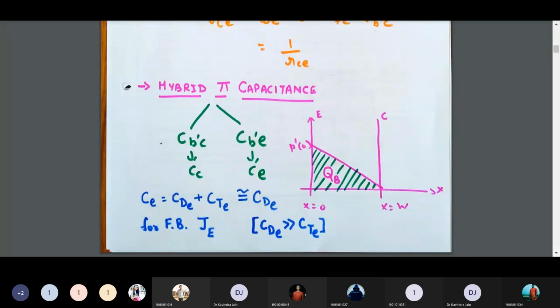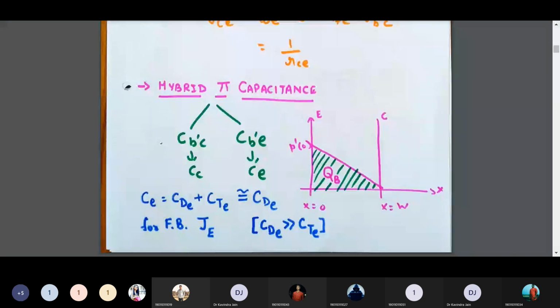Basically, the hybrid pi capacitances are broadly classified in two categories that we have already studied. One is known as transition capacitance and the other one is known as diffusion capacitance. They are commonly known as CC and CE. Initially, they are basically known by Cb'c and Cb'e. B dash is the virtual base of the transistor, which we are considering at higher frequencies for hybrid pi models. I hope this is very clear to you because this has already been discussed. Yes or no? Please respond. Yes, sir.